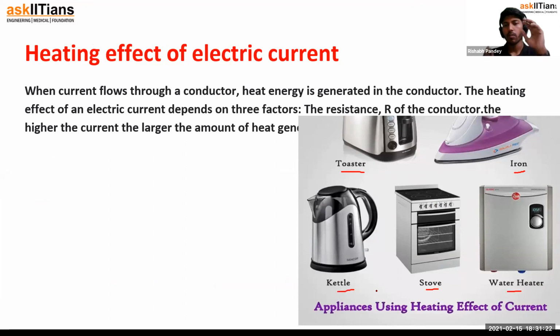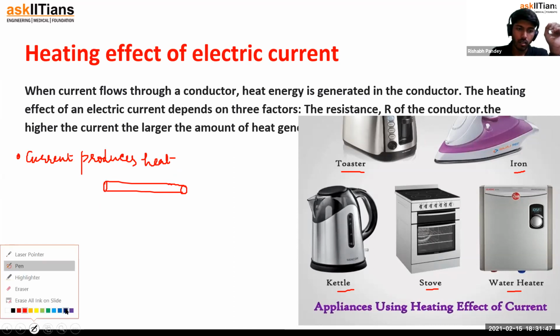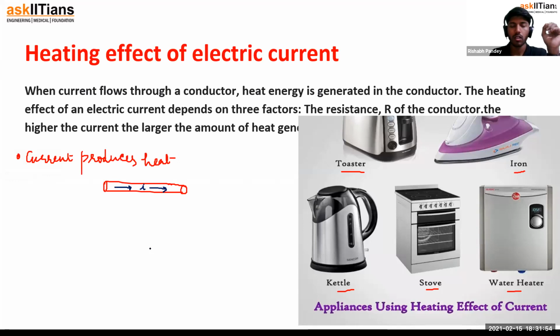All of these are based on the principle of heating effects of electric current, which means, in very layman's language, that current produces heat. So if, say, this is a wire and current is flowing in it in this direction, then due to the flow of current, since this wire has its own resistance, there is heat produced in it.